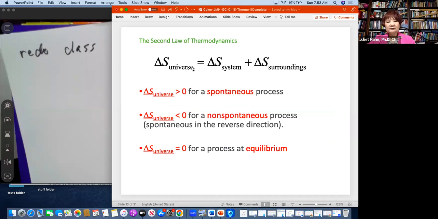So we have the entropy of the universe is equal to the entropy of the system plus the entropy of the surroundings. The entropy of the universe is greater than 0 for all spontaneous processes. Change in entropy is less than 0 for all non-spontaneous processes. The entropy of the universe is equal to 0 for a system at equilibrium.